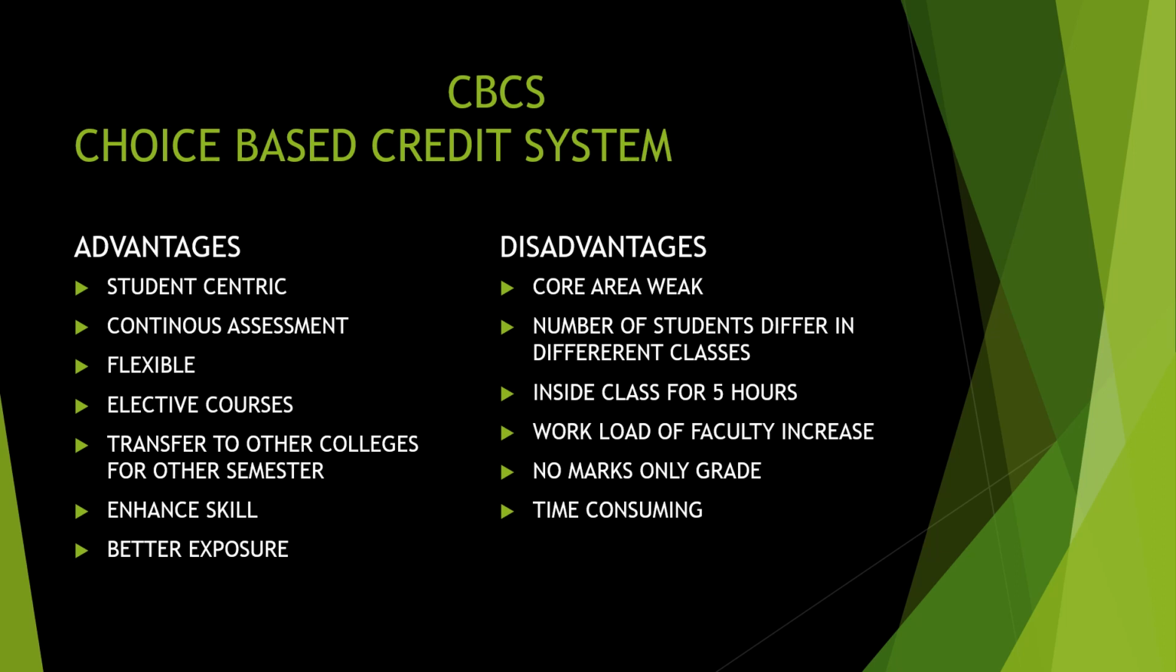So time consuming. Time consuming means, as I told you already, a lot of books they have to cover. That is, in the first semester they have a lot of books. It is not yearly. Even though it is 1 year, they have two sets they have to study. So it is too time consuming for the students as well as for the faculty also. So all these are some of the disadvantages of the choice based credit system.